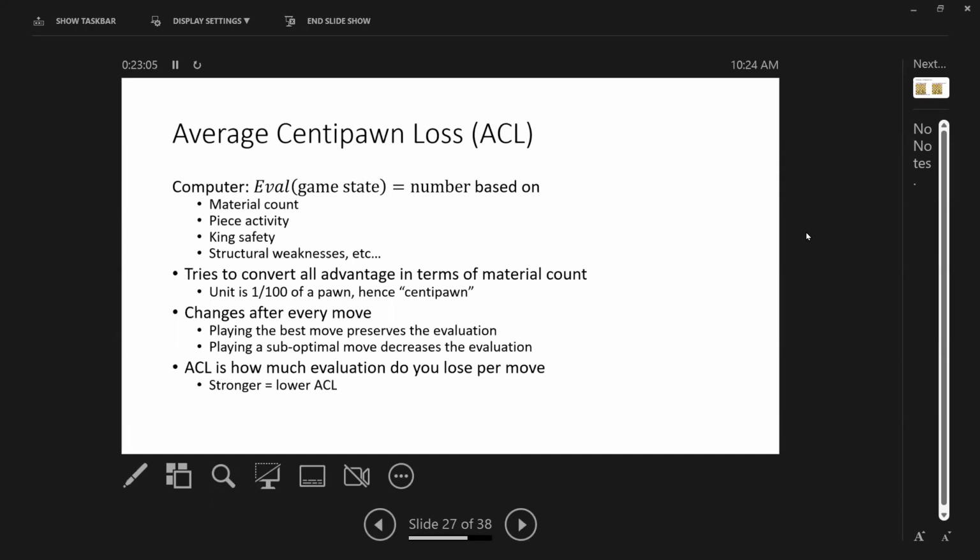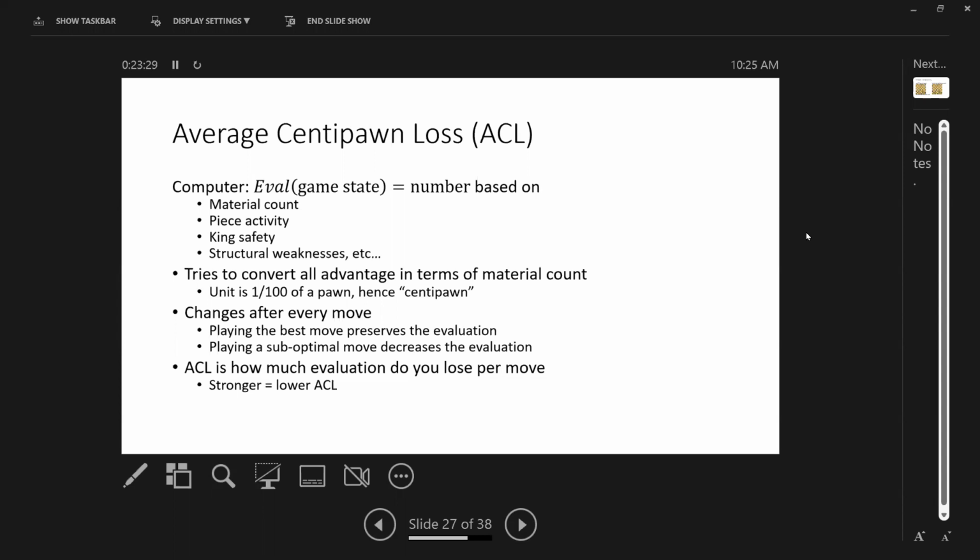And after each move is played in this game, the evaluation of the computer changes, where if you play the best move according to the engine, it preserves your current evaluation. But if you play any move that is considered suboptimal by the engine, your advantage, the evaluation, goes down by some amount. And this amount is called the centipoint loss for this move.